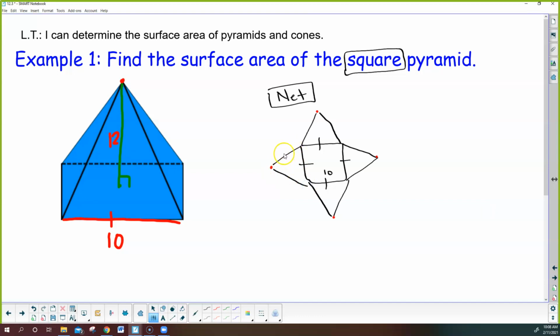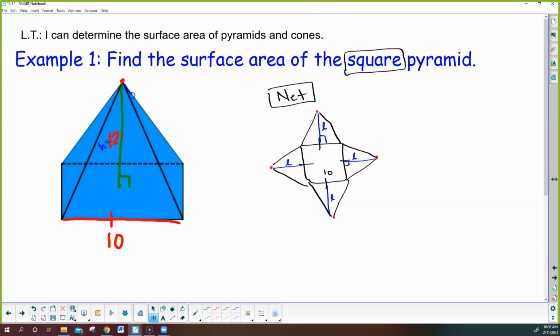And I could go crazy with the markings on the sides, but I'm not really interested in that. What I am interested in is I need to know this height. I need to know that value, but that value is the slant height. And it's going to be the same for each one of these. So my question then is, the 12 is the height. It's not the slant height. This 12 goes away when you create the net.